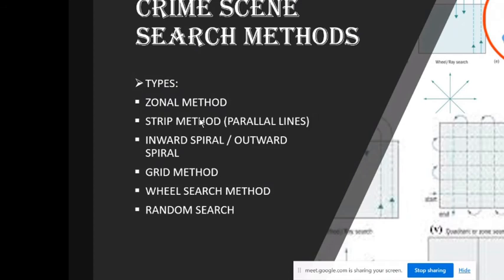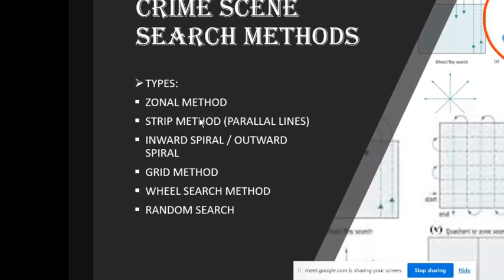Then we see the strip method, that is parallel lines. In the strip method, the whole area to be searched is divided into a convenient number of strips. Then each strip is examined very carefully. Whenever any physical evidence is found, it is properly collected and preserved. This process is continued till the entire area has been searched.